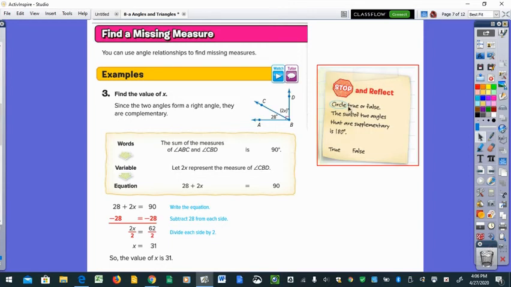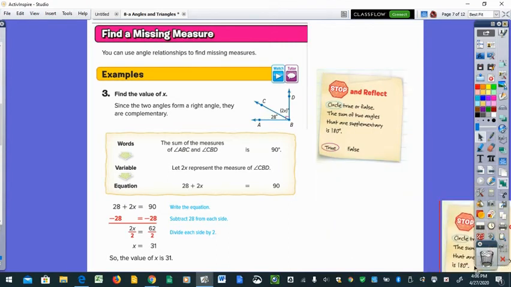Just before we move on, circle true or false. The sum of two angles that are supplementary is 180. S is the bigger letter, in quotes, goes with a bigger number, so the answer to that is true.